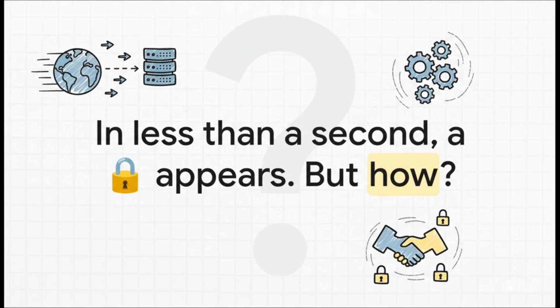You click a link, and boom, almost instantly that little padlock appears, telling you everything's secure. It feels like magic, right? Well, it's not magic. It's actually a high-speed cryptographic negotiation. So how on earth does it work?